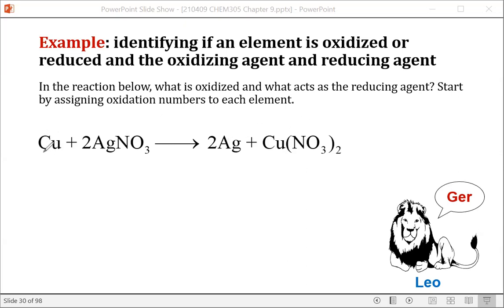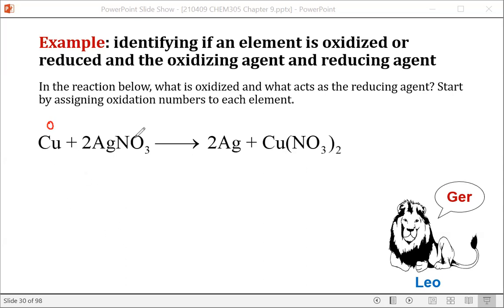This is going to end up being, if you want to practice with your reaction types, copper is taking the place of silver. We end up forming copper nitrate at the end, whereas at the beginning we had silver nitrate. So this is a single displacement reaction if you're classifying reaction types. So let's come up with the oxidation numbers for everything in here. Copper, this is elemental solid copper. So it's going to have an oxidation number of 0. It's in its elemental state.